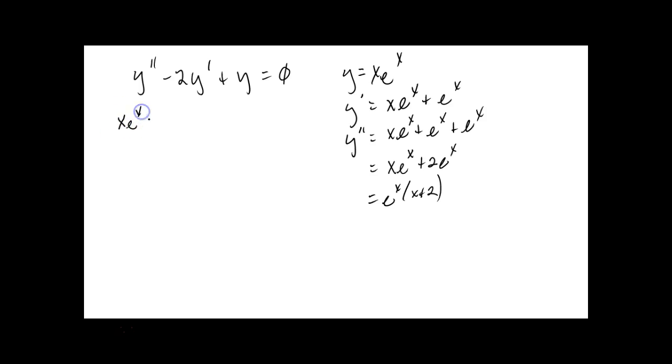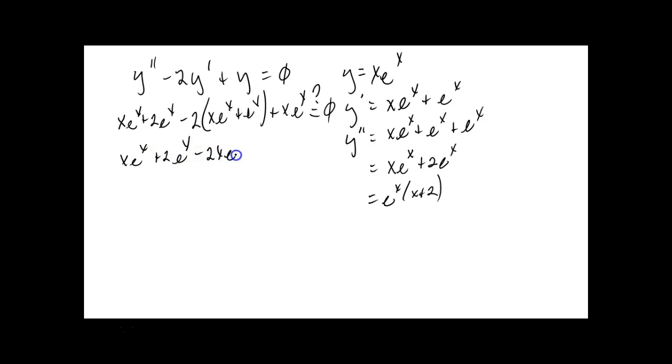This will be x e to the x plus 2 e to the x, minus 2 times y prime, which is x e to the x plus e to the x, plus y, which is x e to the x. And the question is, is that equal to 0? Well, this becomes x e to the x plus 2 e to the x minus 2 x e to the x minus 2 e to the x plus x e to the x equals 0. Is that true?